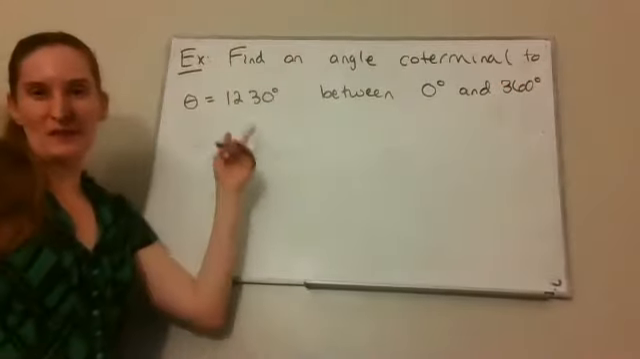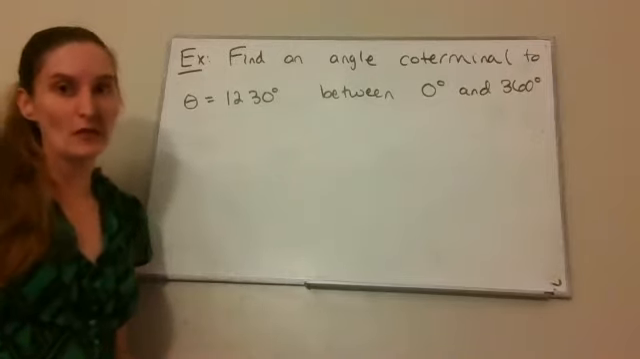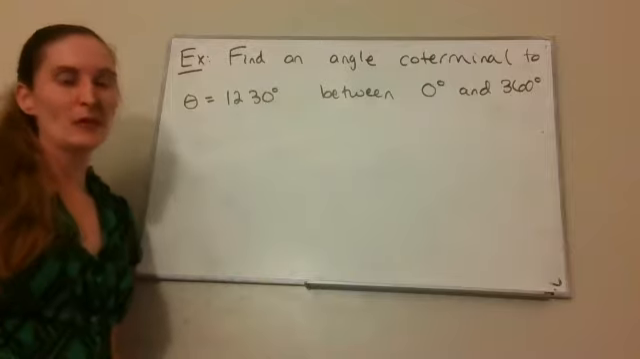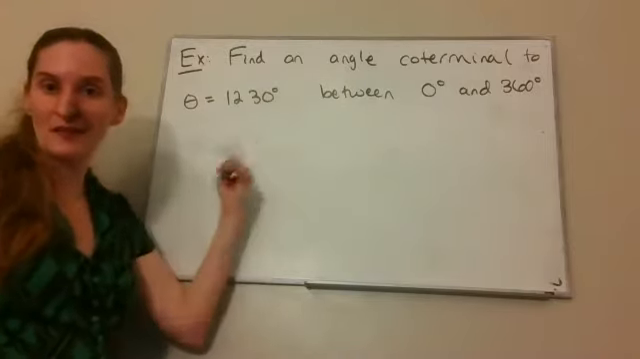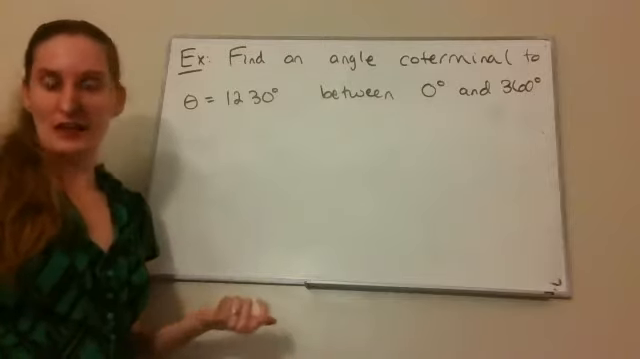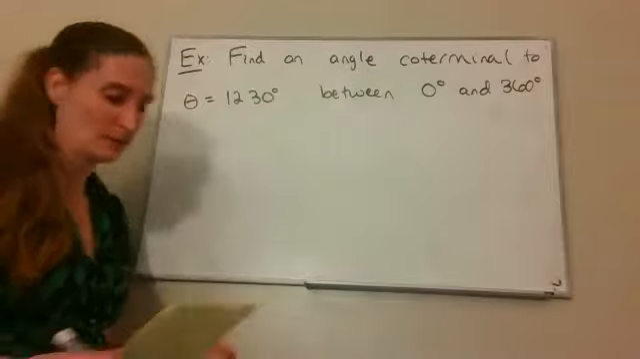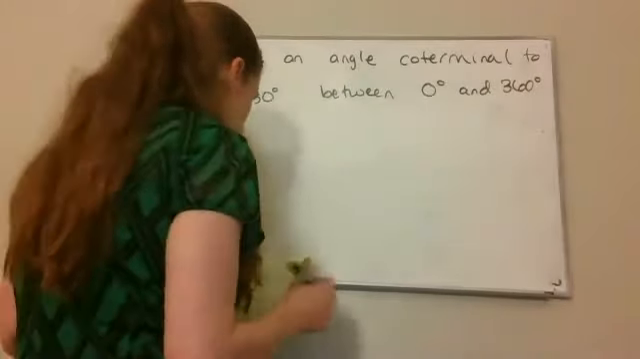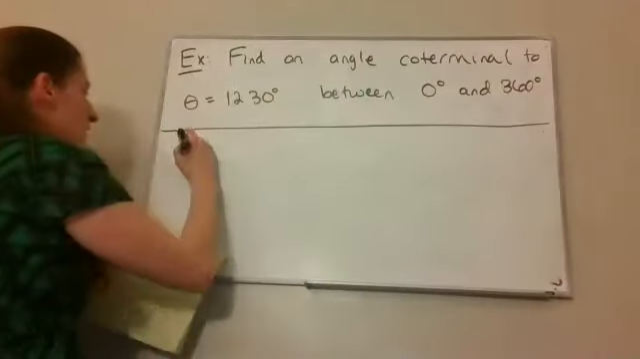So first notice my 1,230 degrees, that is way bigger than one rotation around the circle. So I'm going to want to subtract a multiple of 360 from this angle in order to find a coterminal angle that fits within one revolution around the circle. So let's figure out how many revolutions I have to subtract off.